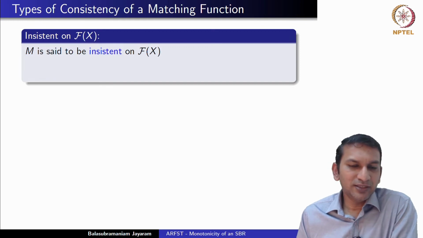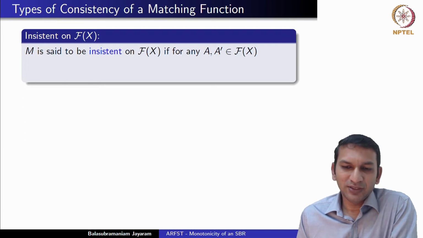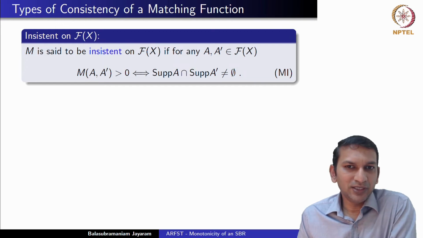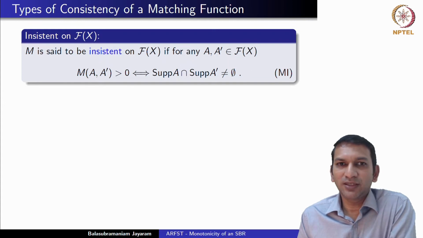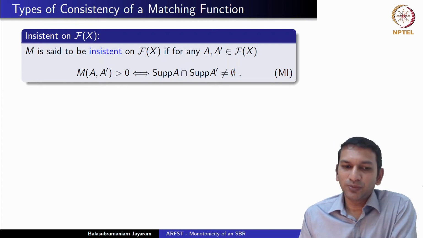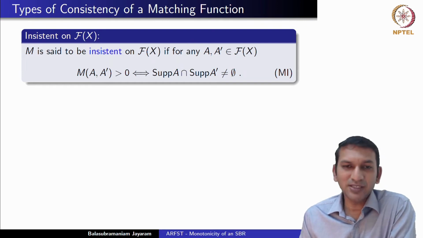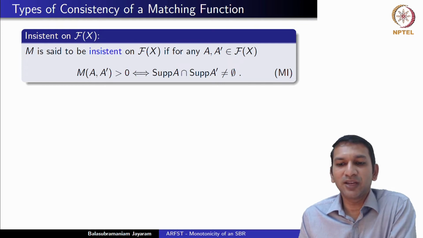This is another condition that we could insist on M, which is called the insistence condition on M. M is said to be insistent on f of x if for any a dash coming from f of x, the similarity value between A and a dash is greater than 0 only if the supports of A and a dash actually intersect. Whenever they intersect, it should be greater than 0, and if the similarity value of A and a dash is greater than 0 as calculated by the matching function M, then it should imply that their corresponding supports are in fact intersecting.